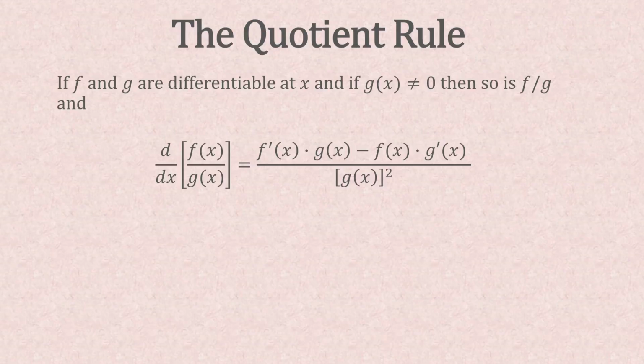It's actually fairly similar to the product rule. So if f and g are differentiable at x, and if g of x does not equal 0, then so is f divided by g, and the derivative of f divided by g is just the derivative of f times g minus the derivative of g times f all over the g squared.